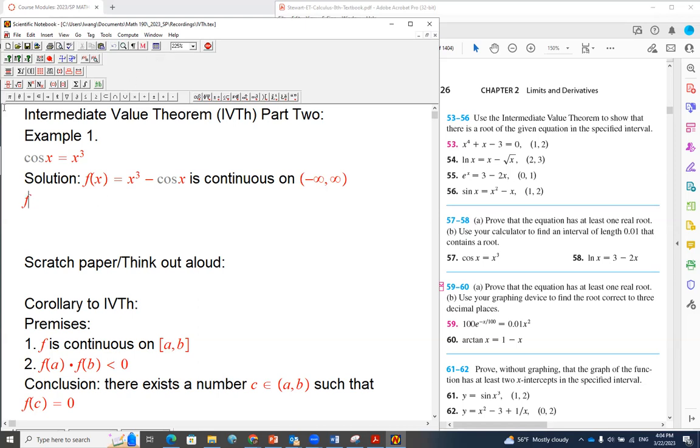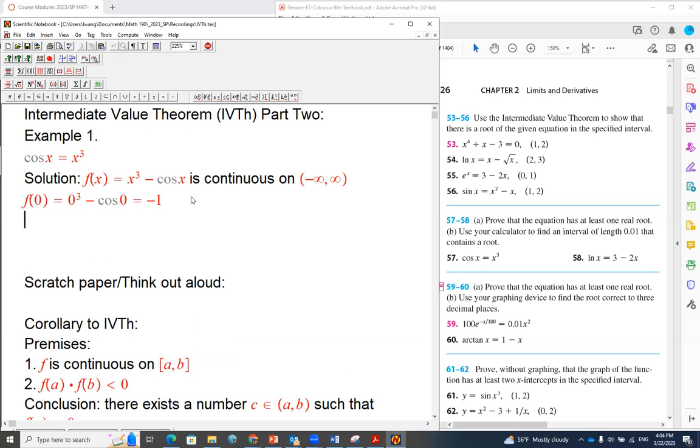Say I'm going to try f of 0. That's the easiest thing you can try. F of 0 equals, replacing x by 0, 0 to the power 3 is 0 minus cosine 0. Cosine 0 equals 1. Therefore, f of 0 is already a negative number.